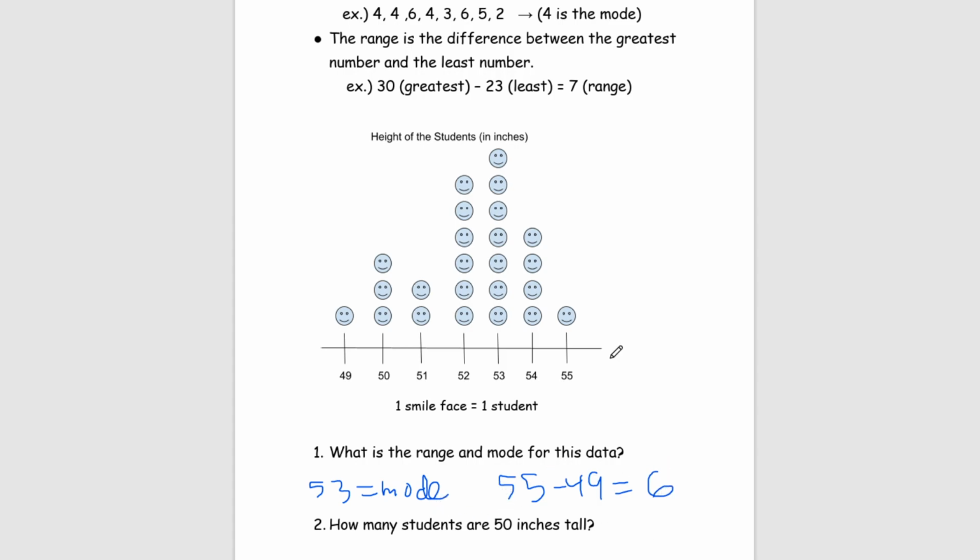Number 2 asks how many students are 50 inches tall, and we see that 1, 2, 3 students are 50 inches tall.